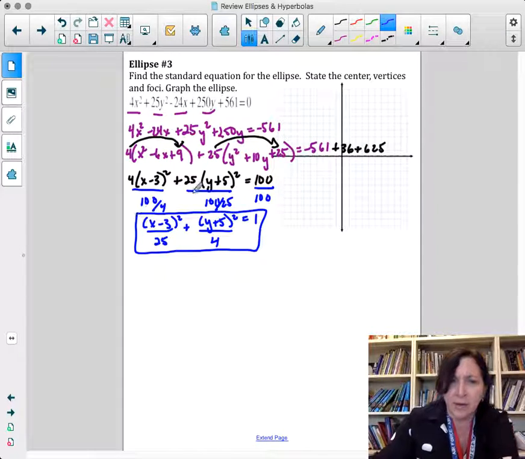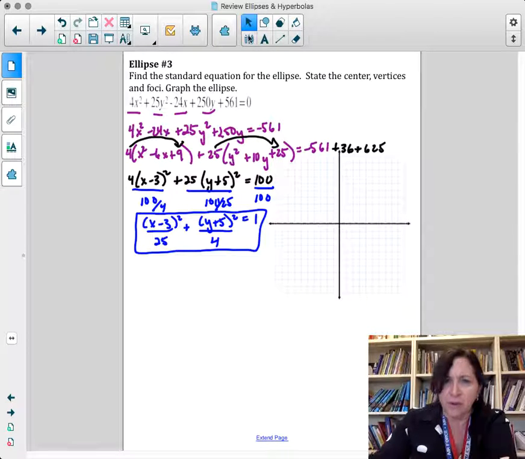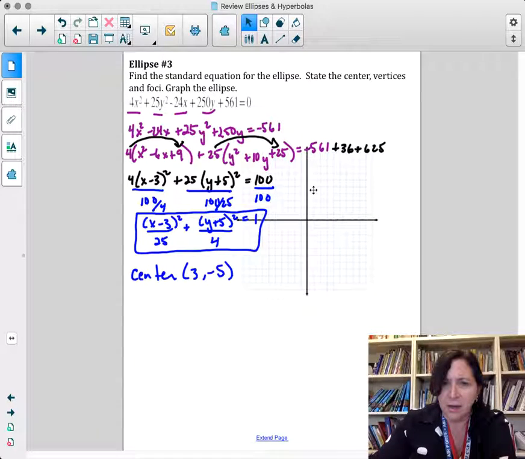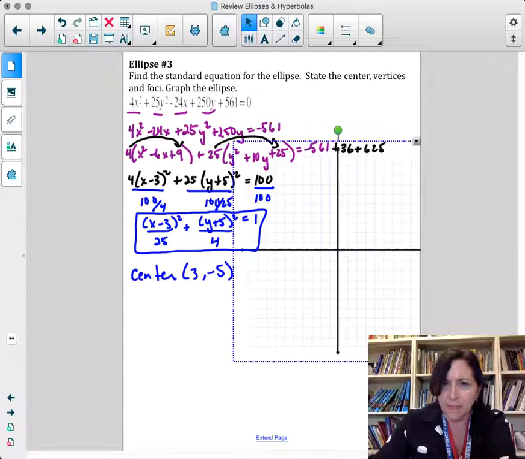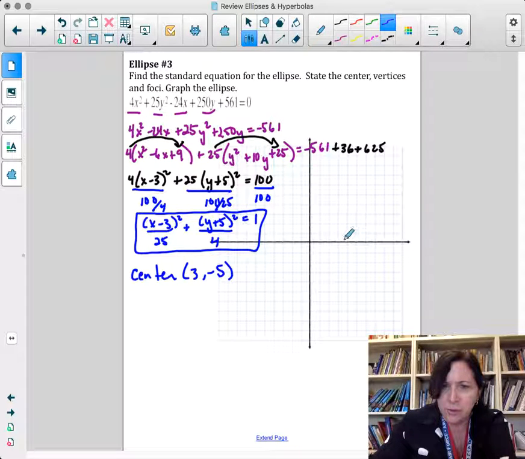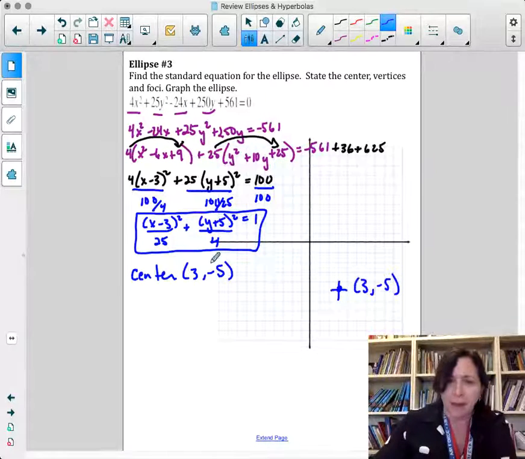So now what we need to do is graph that. In graphing that, we're going to start off with our center. So our center is at 3, negative 5. I'm going to put that at 3, negative 5. I'm going to make this just a hair bigger. Okay, let's see. So 3, negative 5. So 1, 2, 3, and then 1, 2, 3, 4, 5. So that's about right here. So 3, negative 5 is my center. Basically it's going to look something like that.